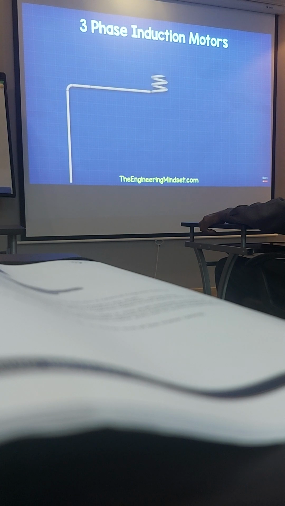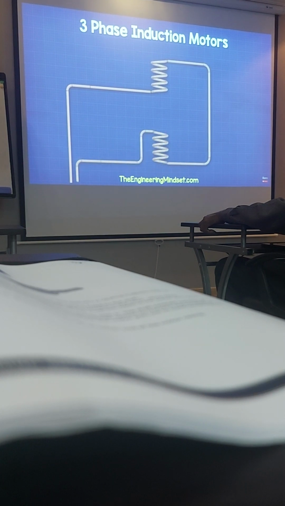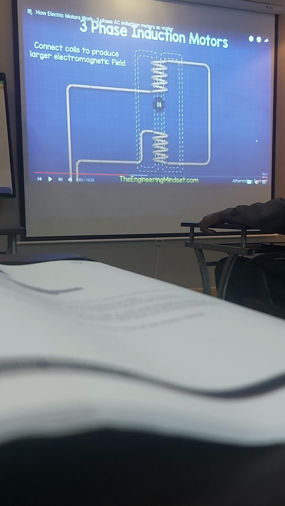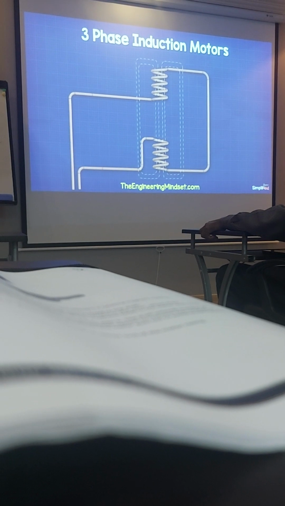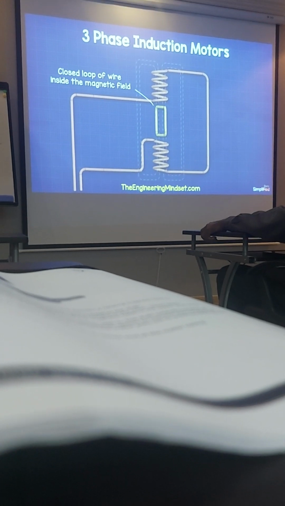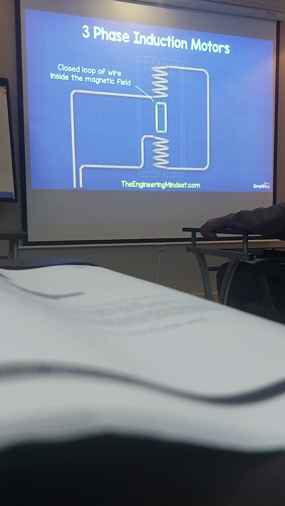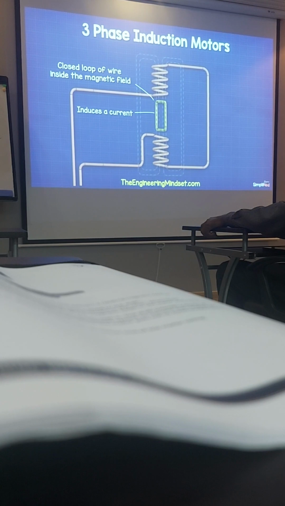We can connect two coils together and place them opposite each other to create a larger magnetic field. This is a single phase explanation. Please underline, please listen carefully how the single phase is moving. If we place a closed loop of wire inside this large magnetic field, we will induce a current in the loop.